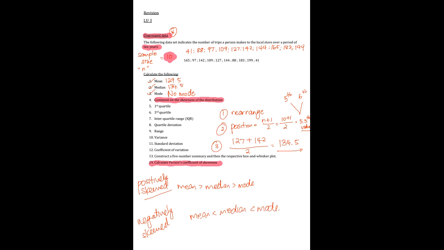And if you find that they are all equal to each other, so the mean is equal to the median and that's equal to the mode, then that's going to be a symmetrical distribution.